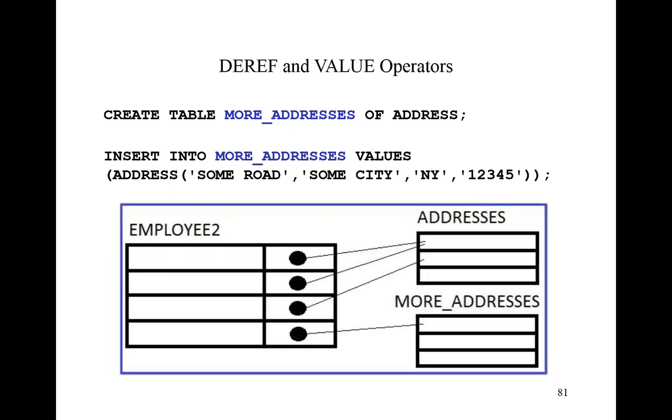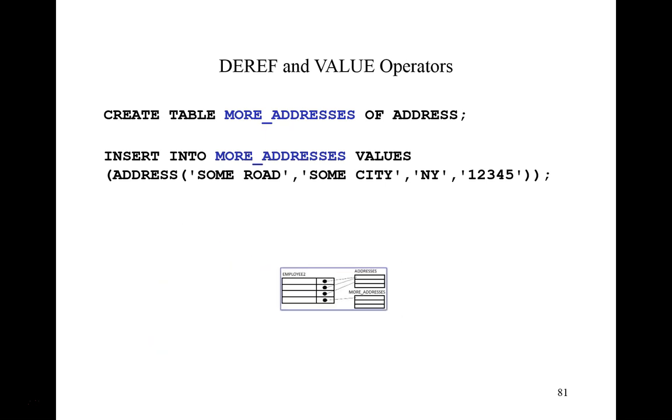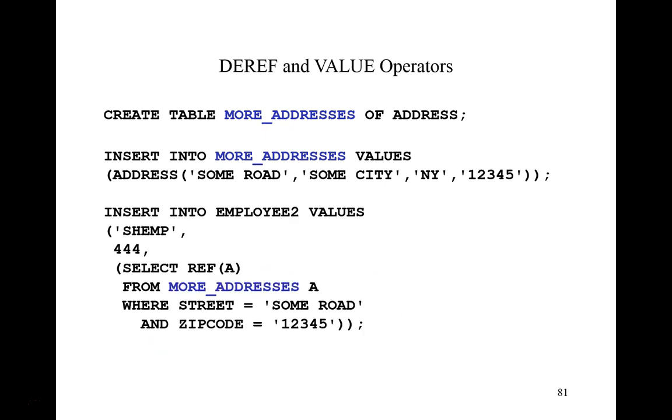For purposes of our discussion, all of our employees will be recorded in the same table, employee 2. We'll have the home address column as a reference to address objects. Some of the rows will reference addresses in the addresses table, others in the more addresses table. Here we add the employee Shemp, and his home address is in a different table from Mo, Larry, and Curly.